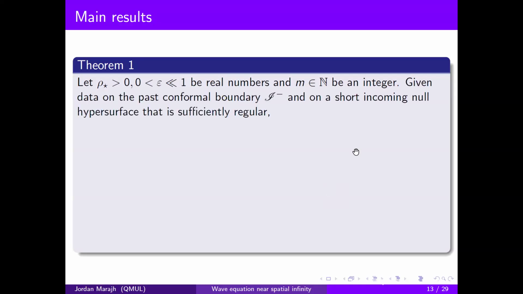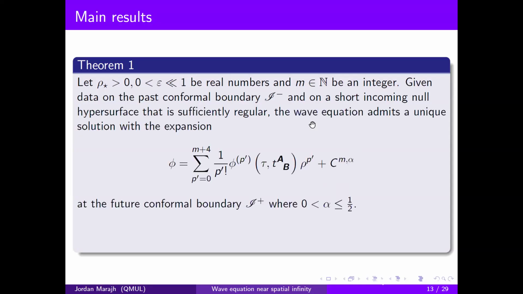So if I give you data on the past conformal boundary, and on a short incoming null hypersurface as well, that is sufficiently regular, then the wave equation admits a unique solution at future null infinity, which looks like a nice Taylor expansion. So here you've got some remainder in like a Holder space, and the field expands. You can expand around rho, so around the cylinder, up to some particular order that's kind of restrained by the data that you give.